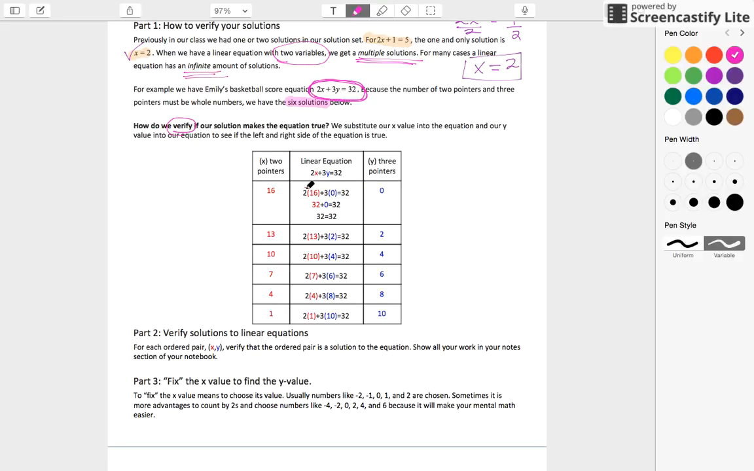So right here, we can just do this. This has the evidence right here. 2 times 16 gives you 32. 3 times 0 gives you 0. You add those two together, 32 equals 32, and you're like, yep, that checks out. Now, right here, you have to show all this work evidence.